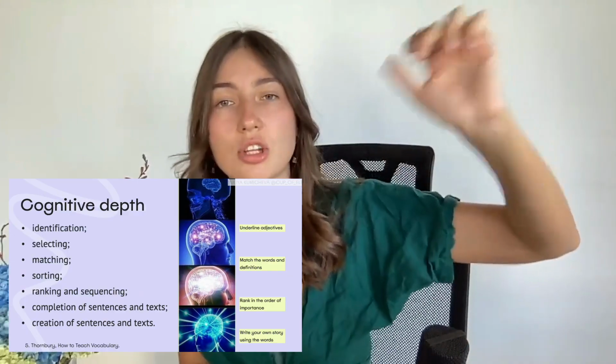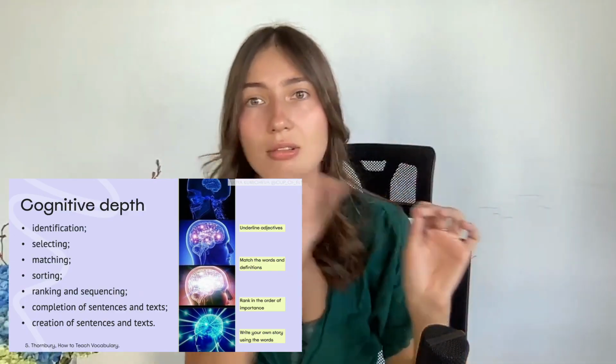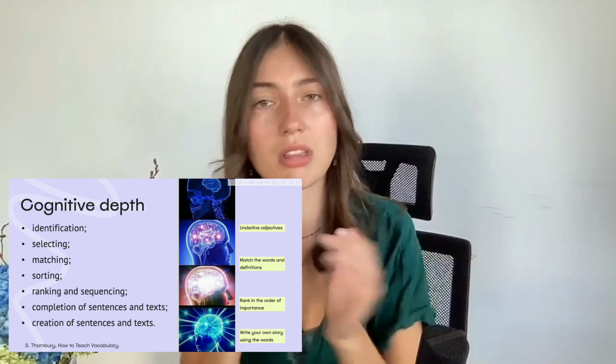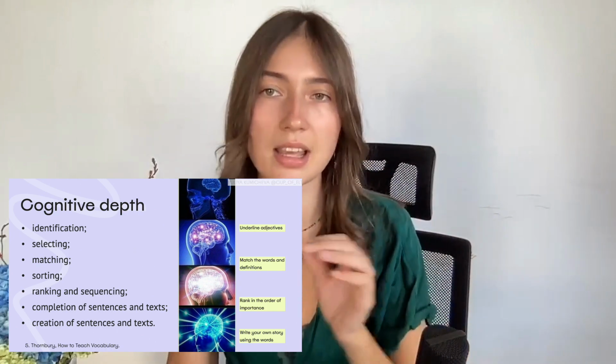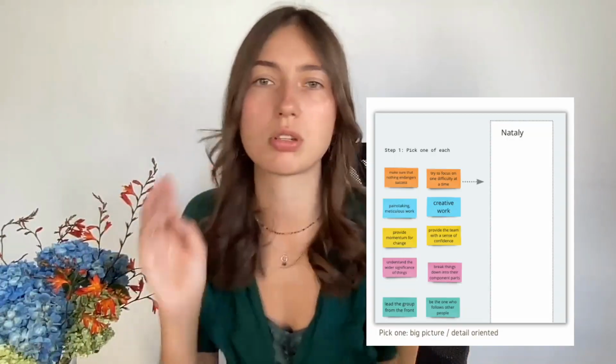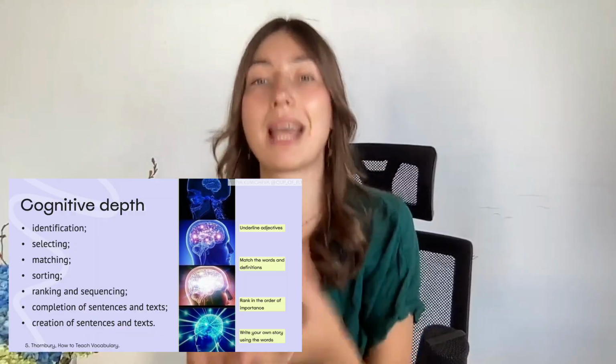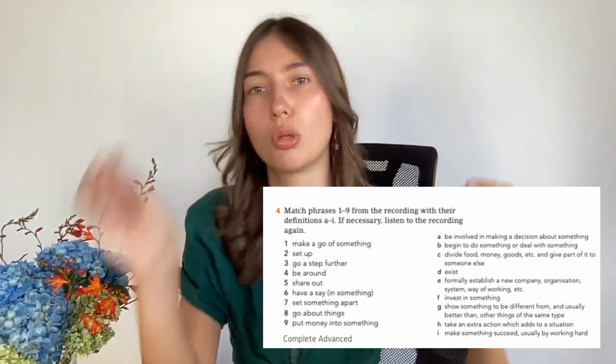So when it comes to revising, I really like the classification by Scott Thornbury, which he presented in his book, How to Teach Vocabulary. So there are different types of activities which vary depending on the cognitive depth, meaning that some activities are not as cognitively challenging as others. For example, there is identification. For example, when you give your students a text and you ask them to underline all the adjectives, so they need to identify things. Then a more cognitively challenging task, that would be selecting. This is where you do like some multiple choice or something along these lines. Then there is matching, when they need to match the word and definition, the word and the context.